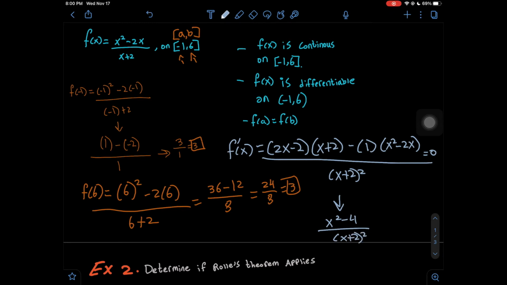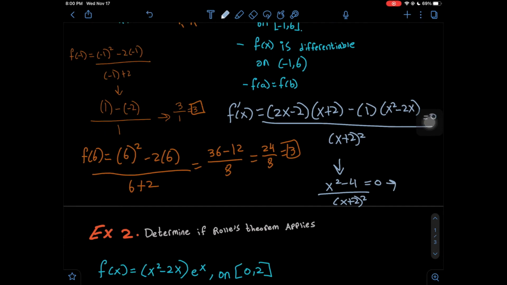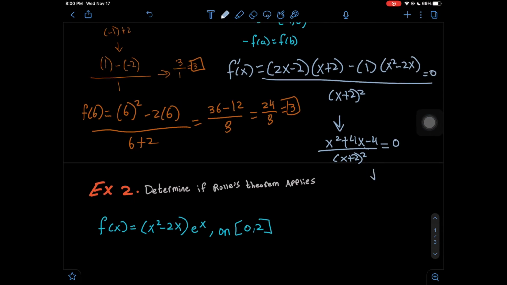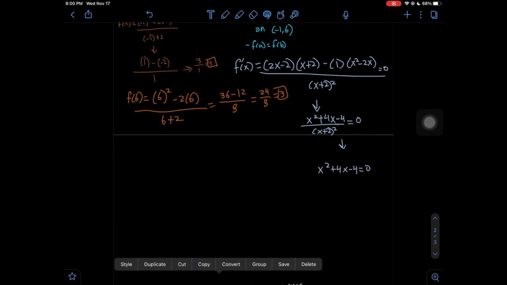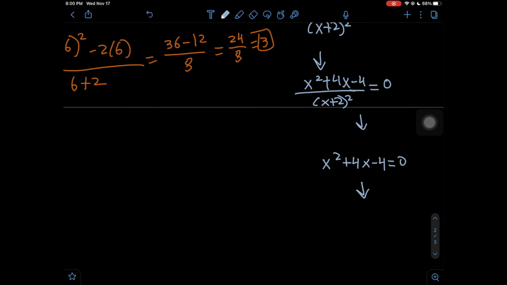For a fraction to equal 0, you're essentially just setting the numerator equal to 0. So x squared plus 4x minus 4 is what you should end up with, and you're going to set that equal to 0, your numerator in this scenario. You can ignore this practice problem, I'll move it down. So you can see here we have a quadratic equation, so personally I'm going to use the quadratic formula in order to solve for the zeros.